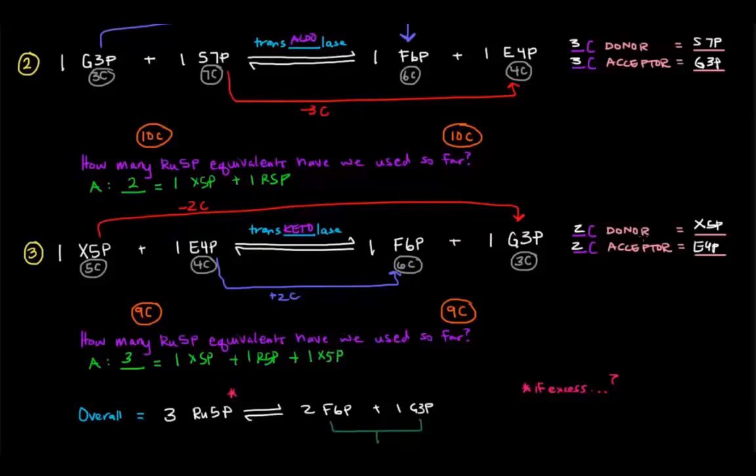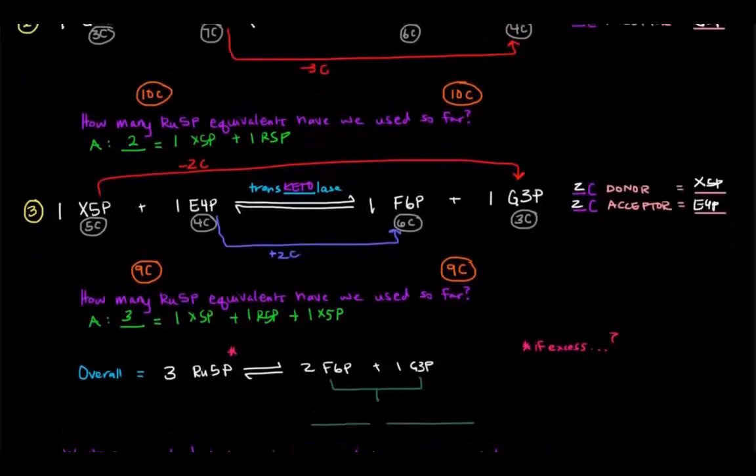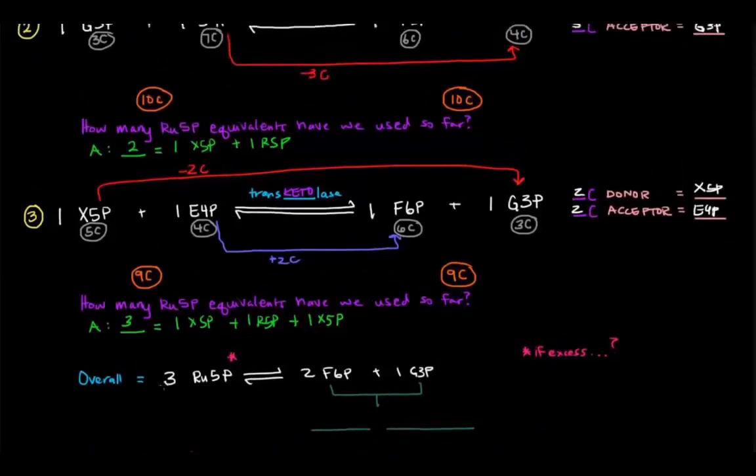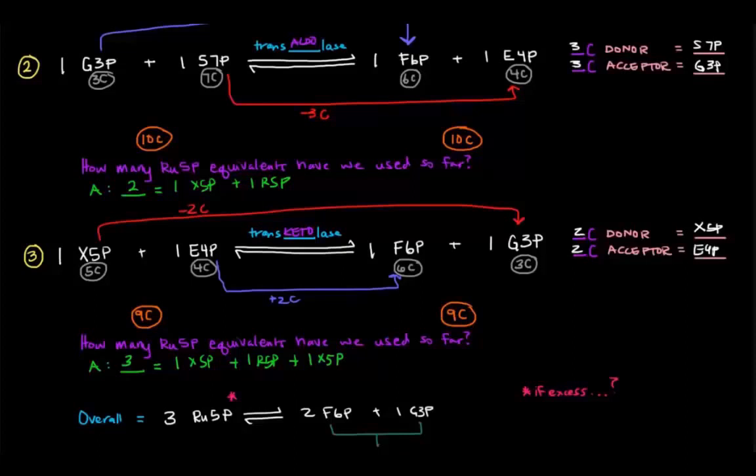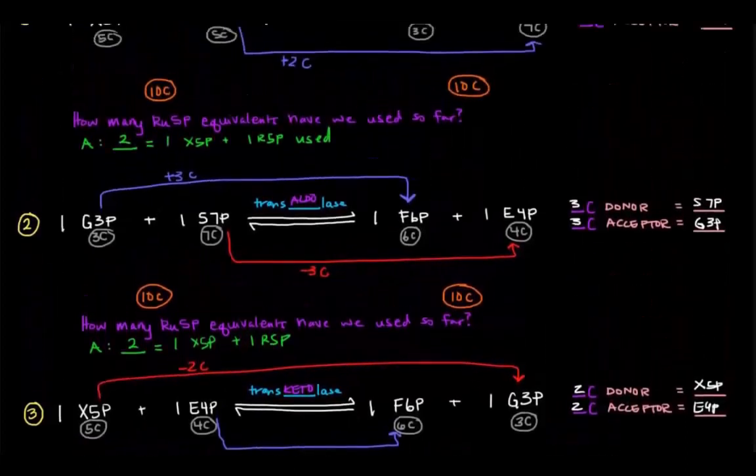Okay, so now we said before that the overall reaction was going to take 3 RU5Ps and turn them into 2 F6Ps and 1 G3P. How did that actually happen? Well, we should be able to go back and look at these 3 steps and think to ourselves, okay, what did we create and what did we use up?